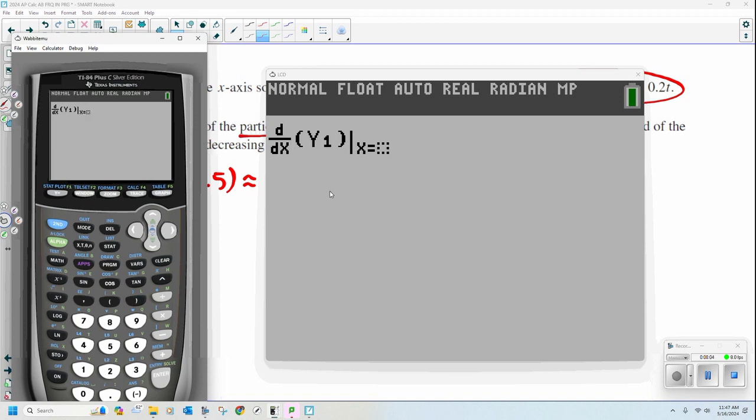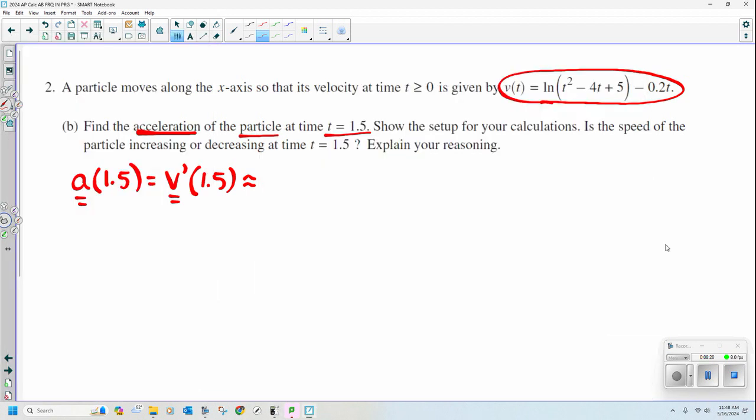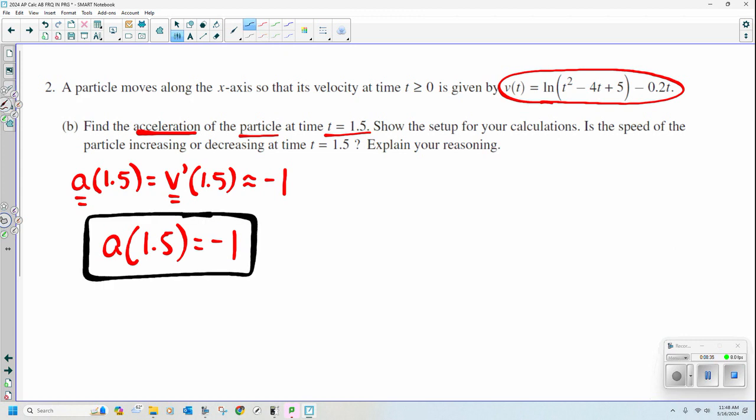And we want this at 1.5. Do we not? We do. And we should get negative. If I round this to 3 places, that will turn to a 0, 0, 0, so it's -1. So I'm going to say a of 1.5 is -1. Now, I need to know if the speed of this particle is increasing or decreasing. That's our answer for the first part.